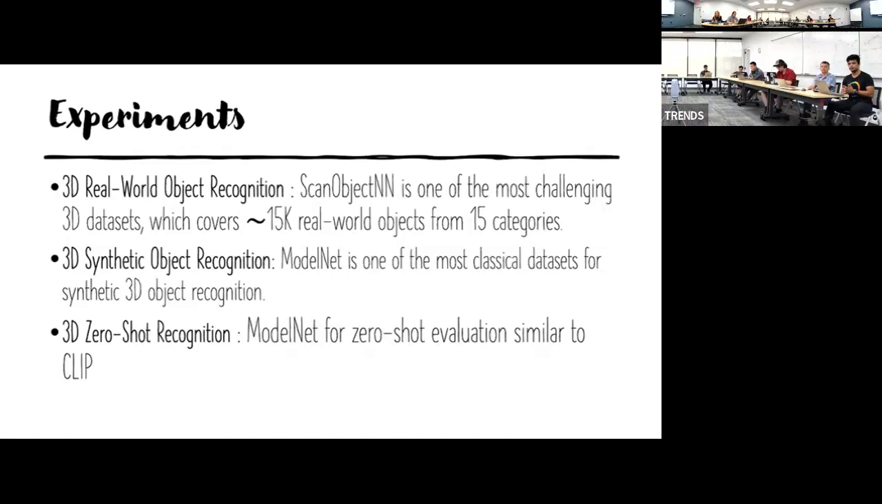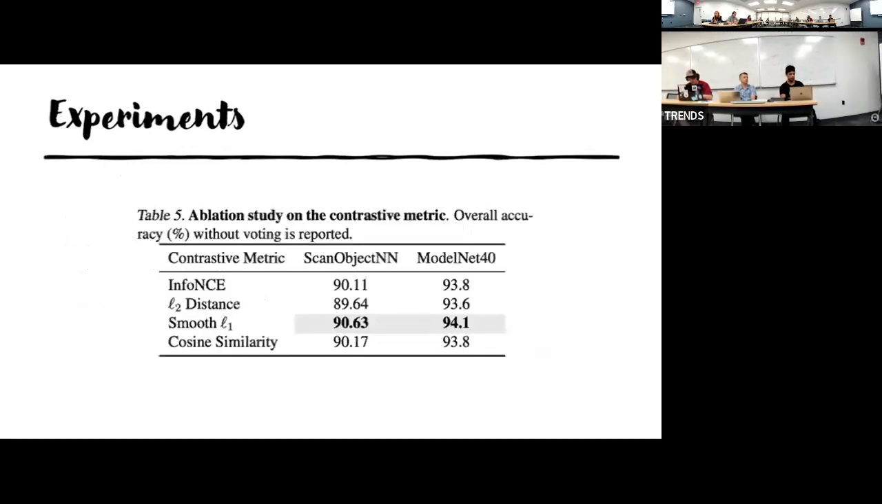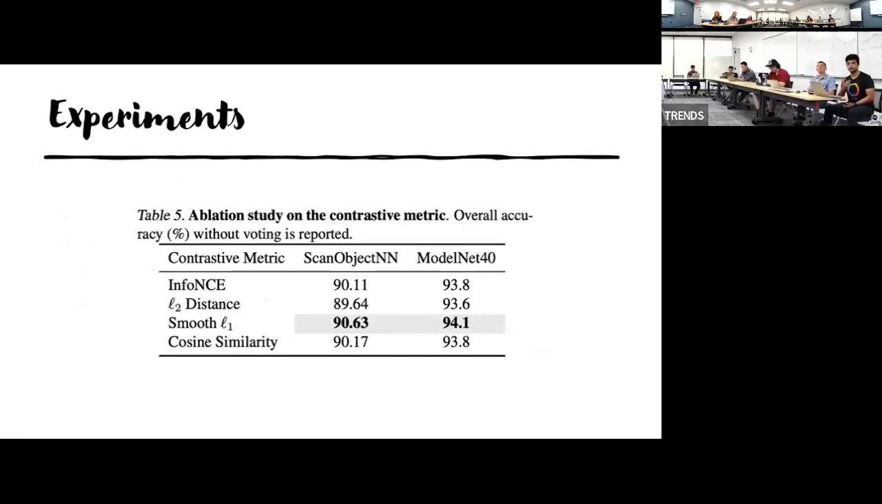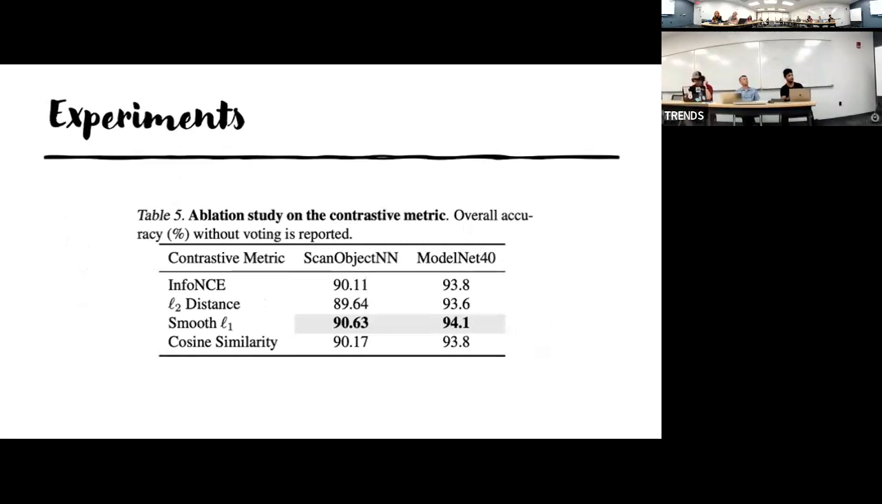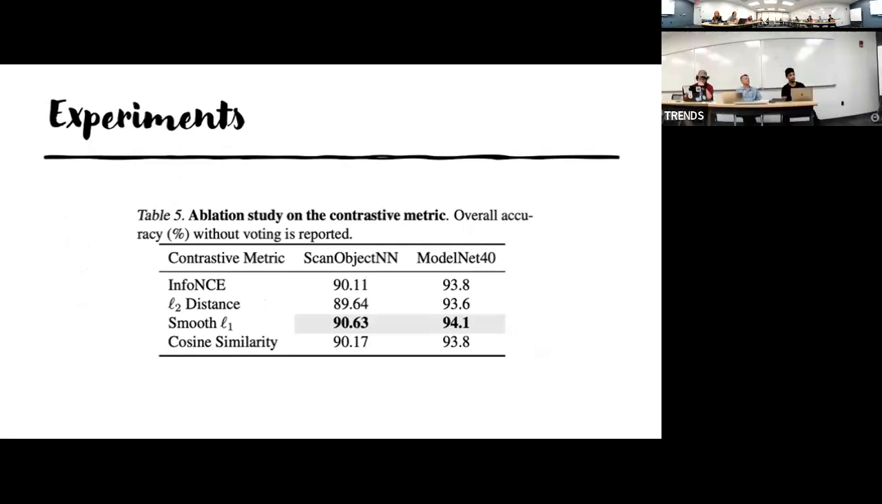One thing which is really good in this case is that it's not just for a single modality, but they're also doing it for different modalities. They also tried different contrastive metrics, as I mentioned before: InfoNCE, L2 distance, the smooth L1 metric, as well as the cosine similarity. Surprisingly, I thought InfoNCE would perform better, but in this case, smooth L1 is much better.